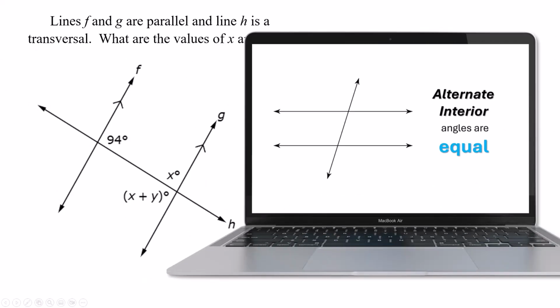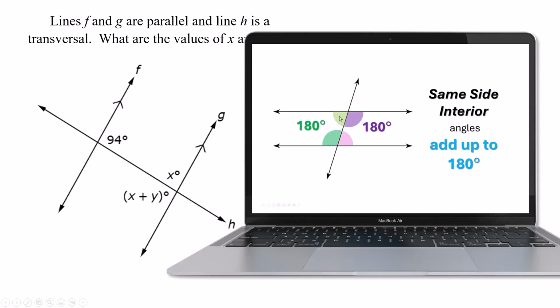Alternate interior angles are equal. Alternate interior are here. They are between the parallel lines, but they are on opposite sides of the transversal. So red is congruent to red, yellow is congruent to yellow. Same side interior angles add up to 180. If they're on the same side of the transversal and they are between the parallel lines, they're not equal to each other. One will be bigger and one will be smaller.